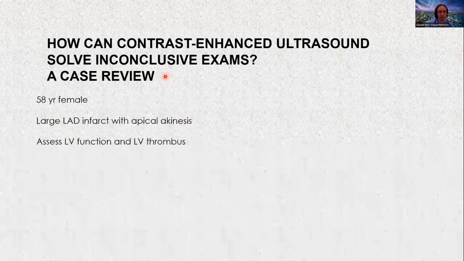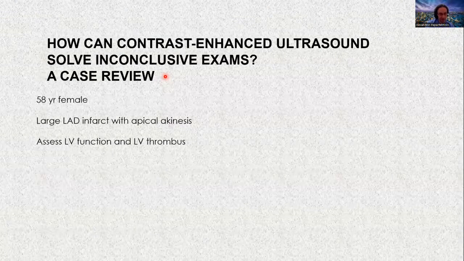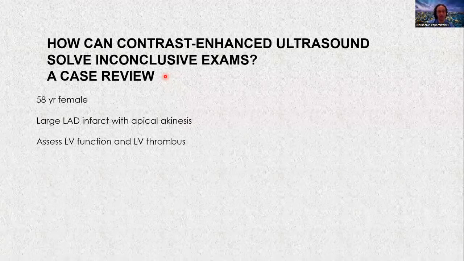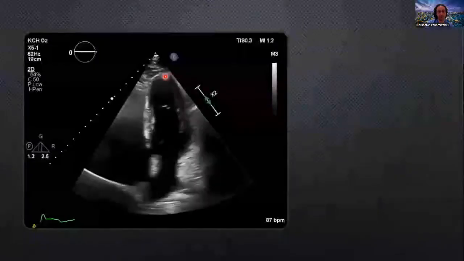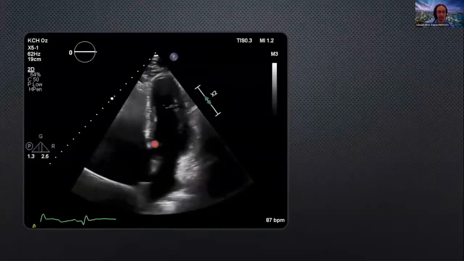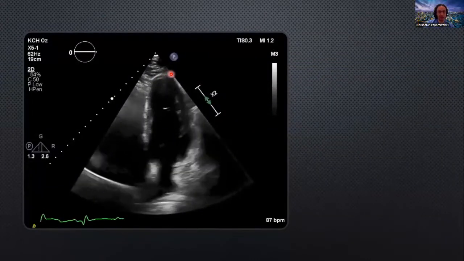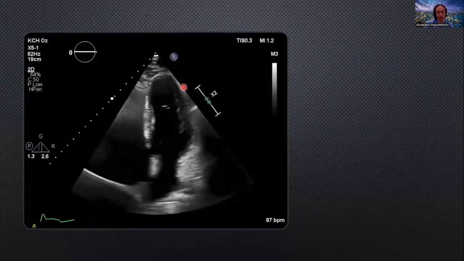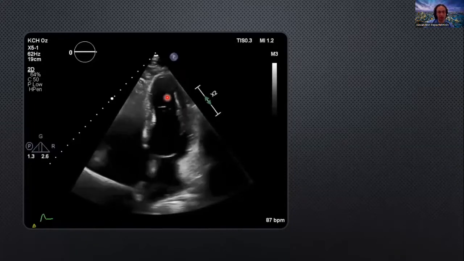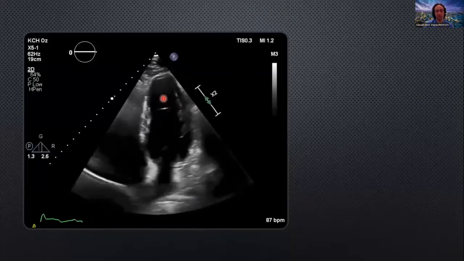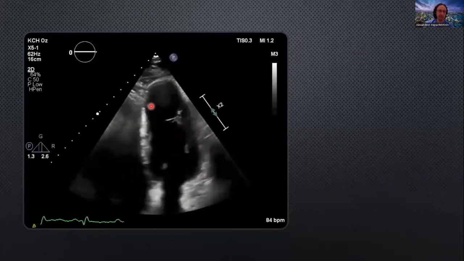Let's go through some cases together. We start with a 58-year-old lady with a large anterior infarct who has been referred for assessment of LV function and thrombus. As you can see in this image, I would say I'm quite confident in terms of seeing the myocardium here. I'm not sure about the myocardium at the apex, but yeah, definitely the myocardium can be seen here.